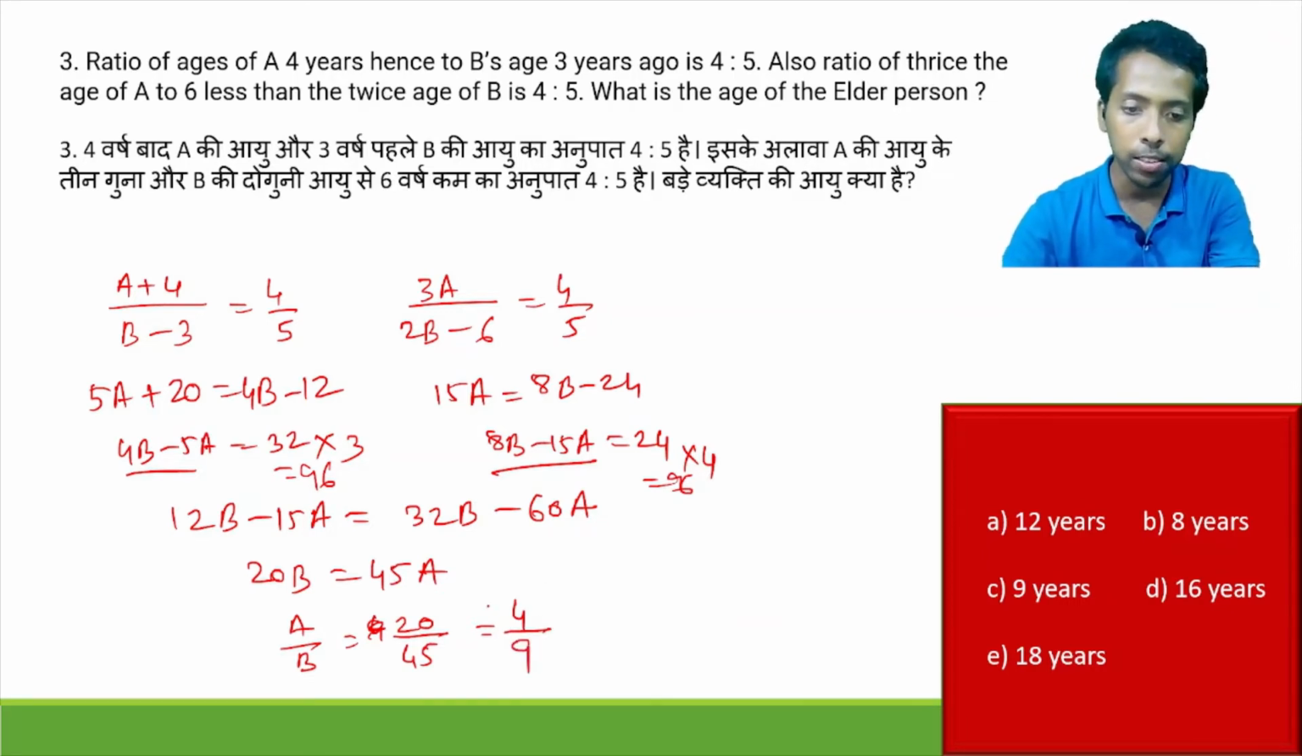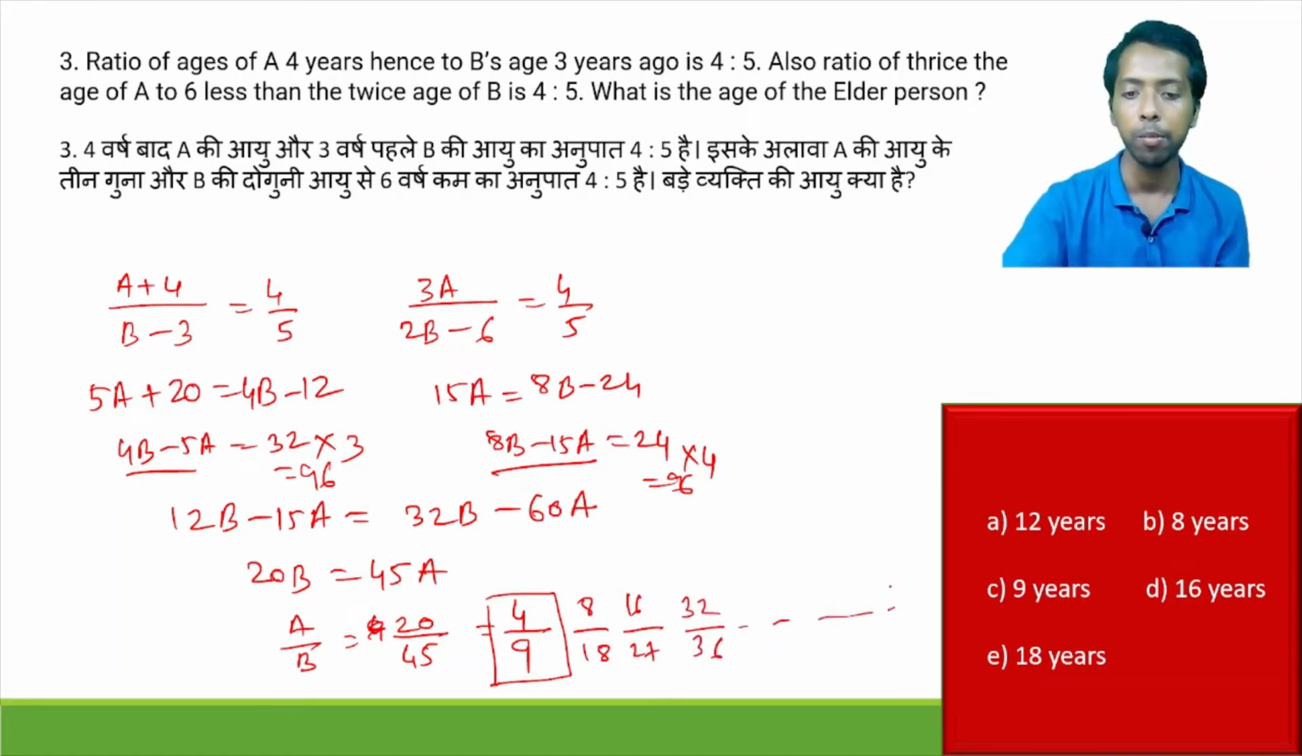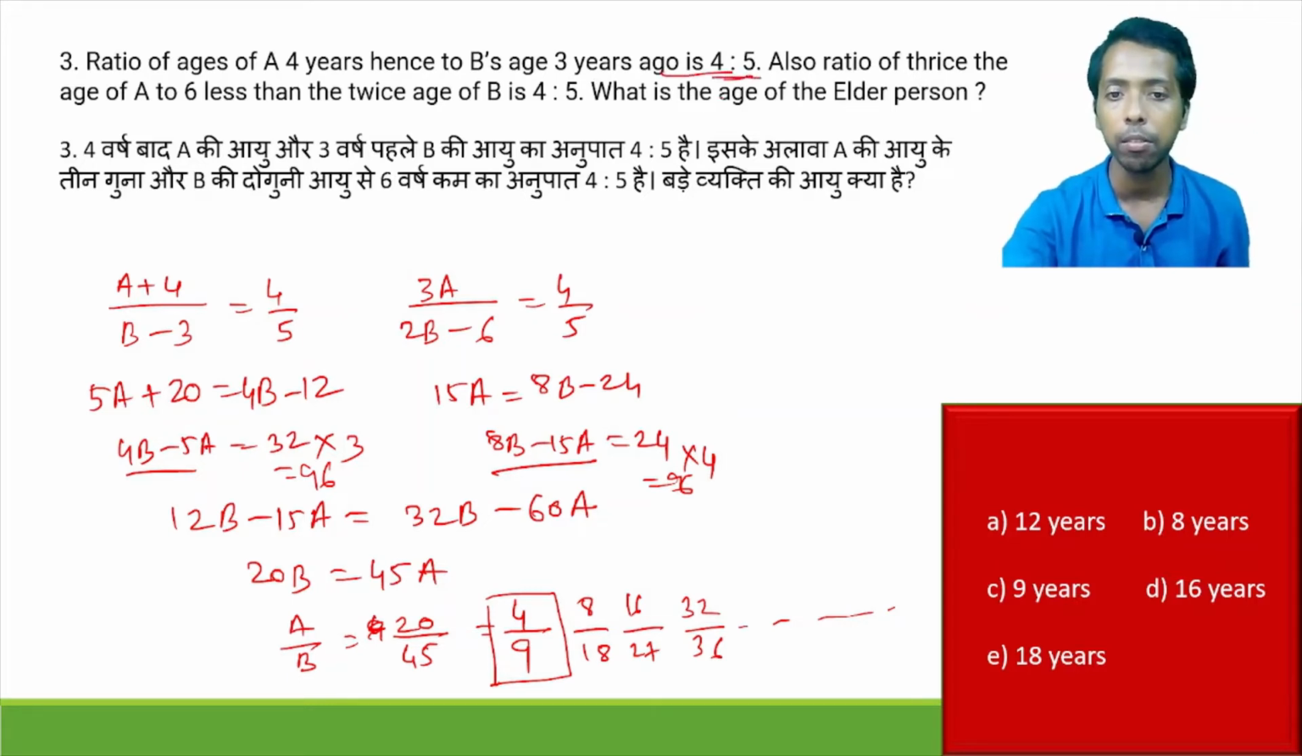Now this is the ratio of the ages of A and B. This can happen as 4 years and 9 years for the ages of A and B, or in multiples of some other values, that is 8, 18 it can be, 16, 27 can be, 32, 36 can be, right? Anything can be possible here, but we have to concern ourselves about which value should satisfy on the basis of the other statement. See here, the ratio of the age of A 4 years hence and B 3 years ago is 4 ratio 5. This condition should be evaluated by us.